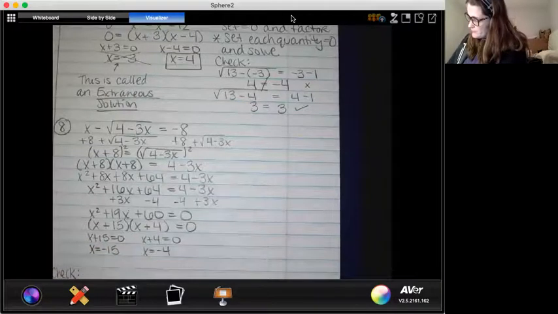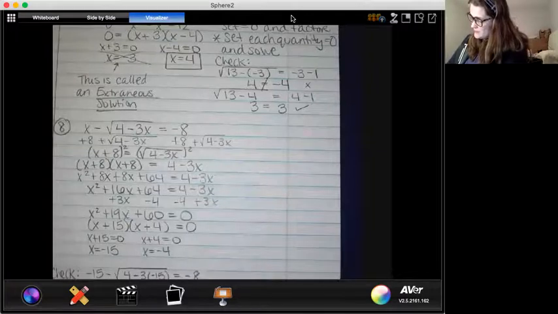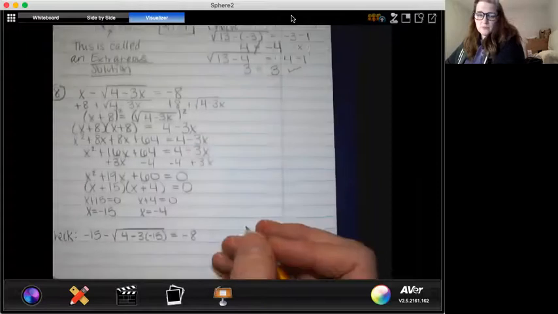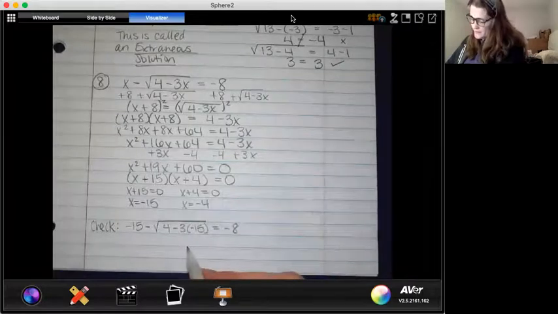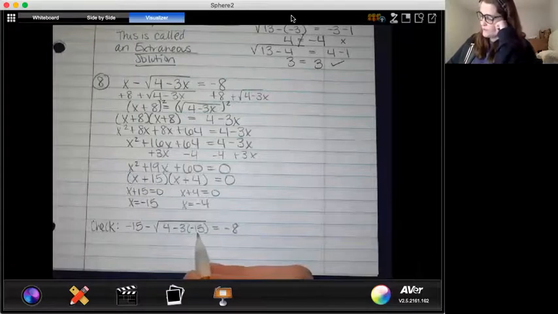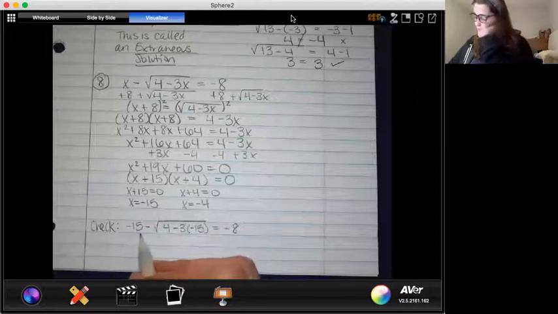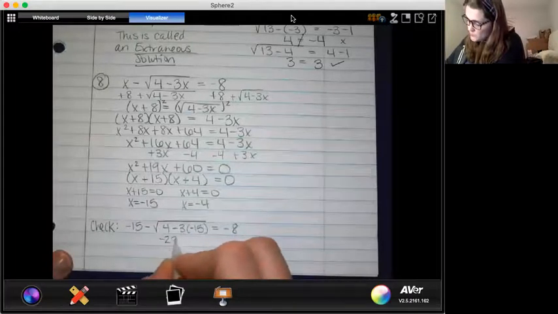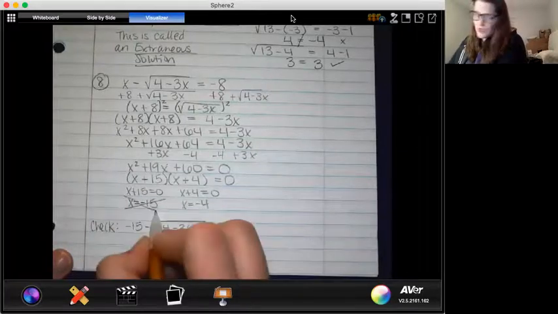So I'm going to check with the first one. We got negative 15 minus the square root of 4 minus 3 times negative 15 equals negative 8. Okay, let's do some mental math. So negative 3 times negative 15 is positive 45. 45 plus 4 is 49. Square root of 49 is 7. Negative 15 minus 7 is negative 22, which does not equal negative 8. Okay, so that is extraneous.